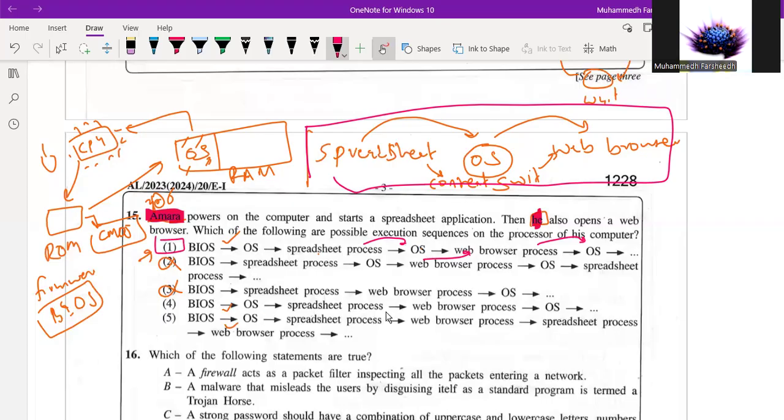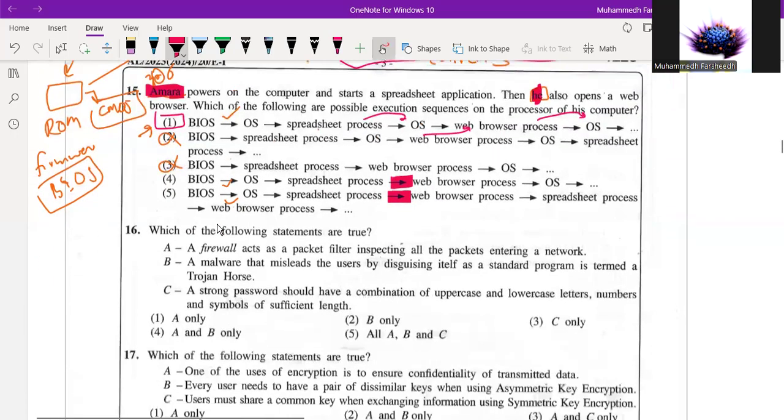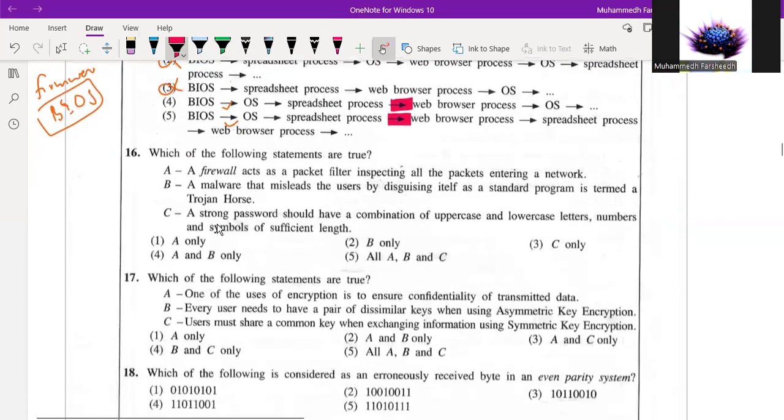For operating system, spreadsheet, it does not directly go to web browser. That is a mistake. Here also, it goes directly. So the answer is naturally number 1. Question number 15, answer number 1. Okay. Question number 16. Which of the following statements are true?